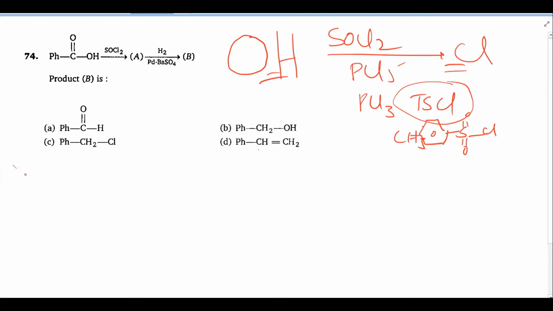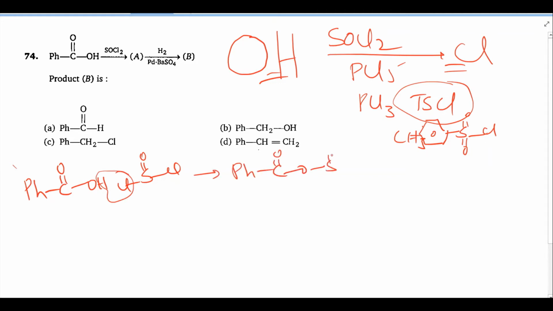As you know, the mechanism: PhC double bond O, OH, treated with SOCl2. Here HCl is eliminated, after that PhC double bond O, S double bond O Cl. After that, what gas is going to be eliminated on heating? This is SO2 gas eliminating. Then PhC double bond O Cl.